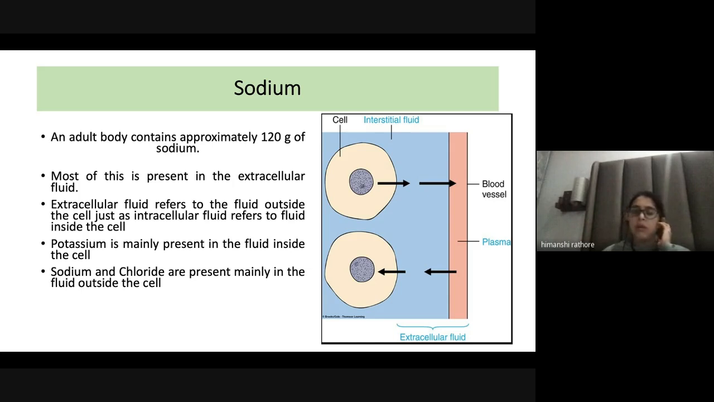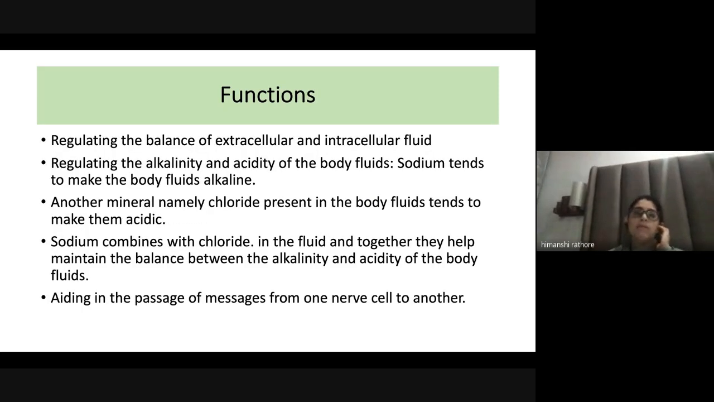So sodium is required to maintain the extracellular fluid in the body. Now, what is the function of sodium? Why are we taking sodium? Because, as the name suggests, it regulates the balance of extracellular and intracellular fluid. If sodium is not there, then the extracellular fluid concentration will become imbalanced. If sodium is not in the right amount, there will be an imbalance in the fluid content and the cells will not perform their function properly.